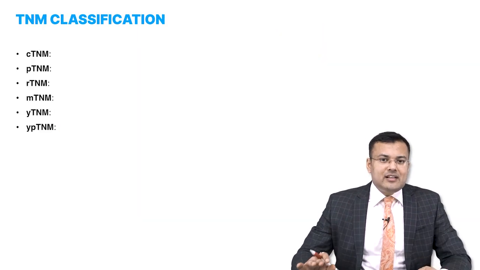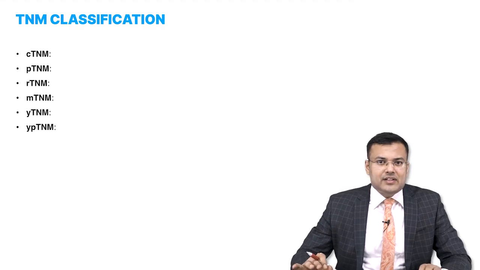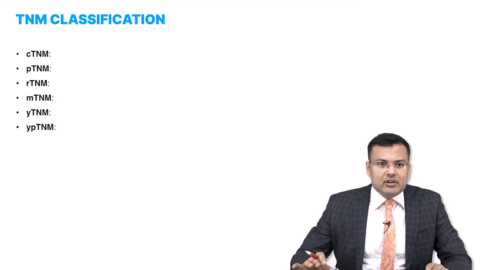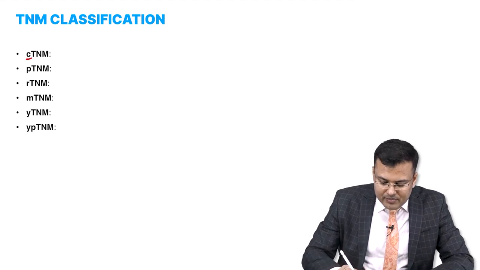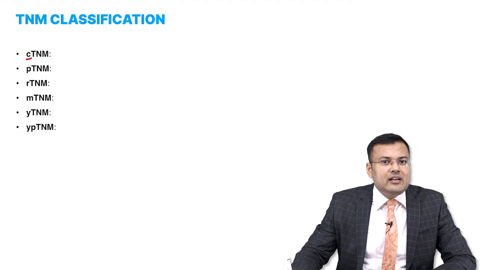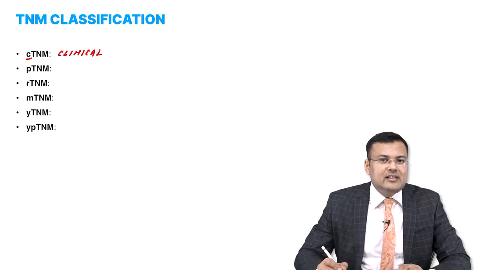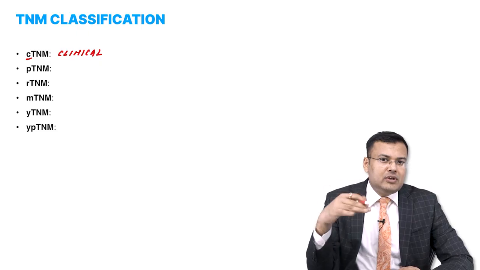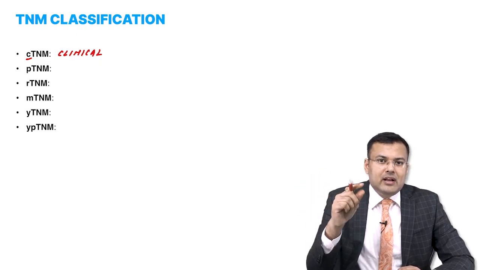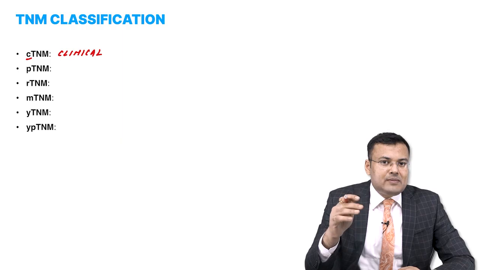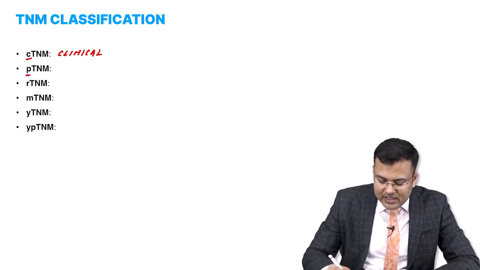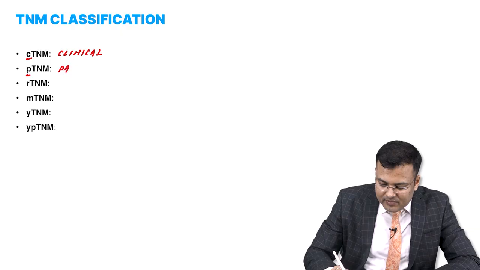Nowadays, questions are asked in relation to various types of TNM classification. It's very easy to remember. Have a look. Suppose it is CTNM. The prefix C is clinical staging, like the staging which we do in the wards. Suppose you remove the tumor and send it to the pathology department. That is pathological staging, PTNM.